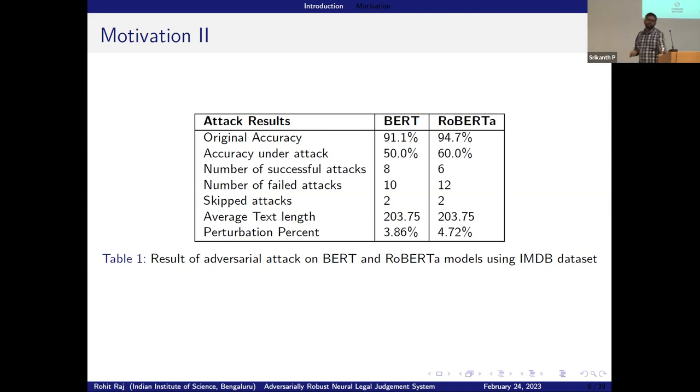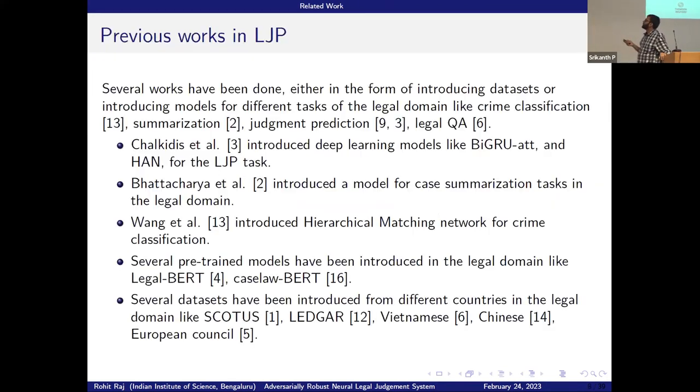So this motivates us to use adversarial training for making a robust model in the case of legal judgment prediction. There are some related works done in this area. I have divided them into two categories, one in the form of models and the other in the form of data sets.